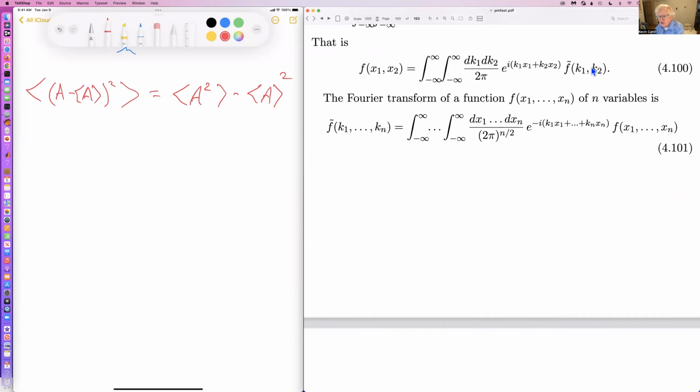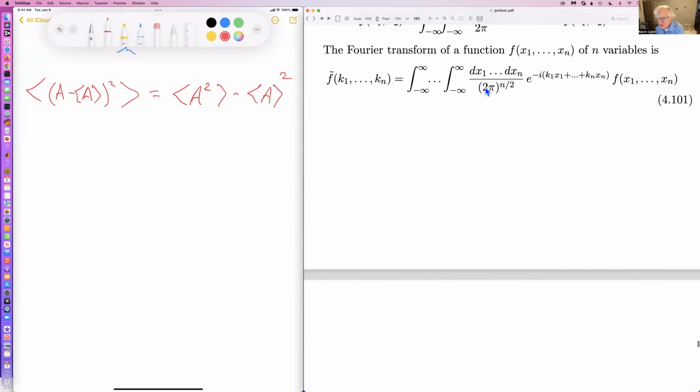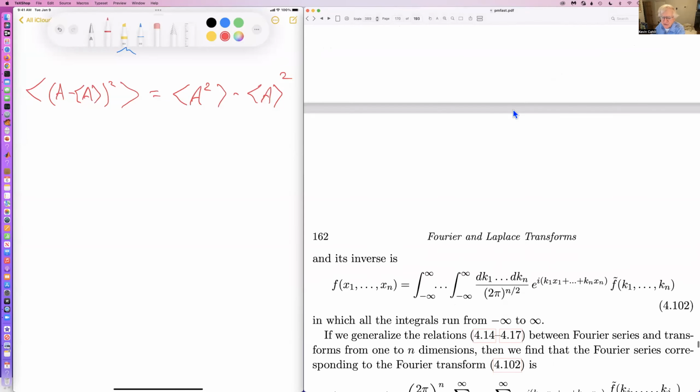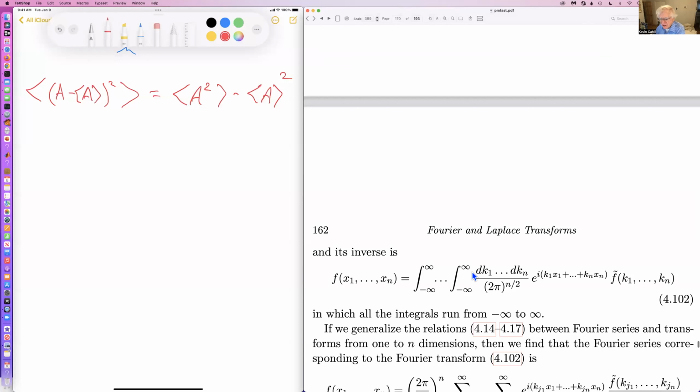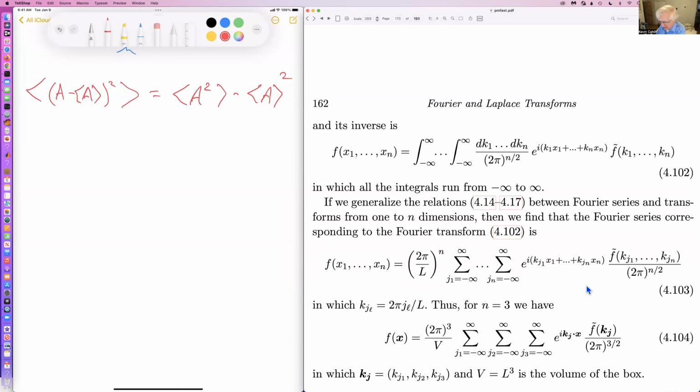And the Fourier transform of a function of n variables looks like this. Look at 2 pi raised to the power n over 2. The inverse is, again, 2 pi to the n over 2, but now e to the plus i. And we often write this as k dot x. So in modern language, this equation would be written as f of x is equal to the integral d^n k over 2 pi to the n over 2, e to the i k dot x.